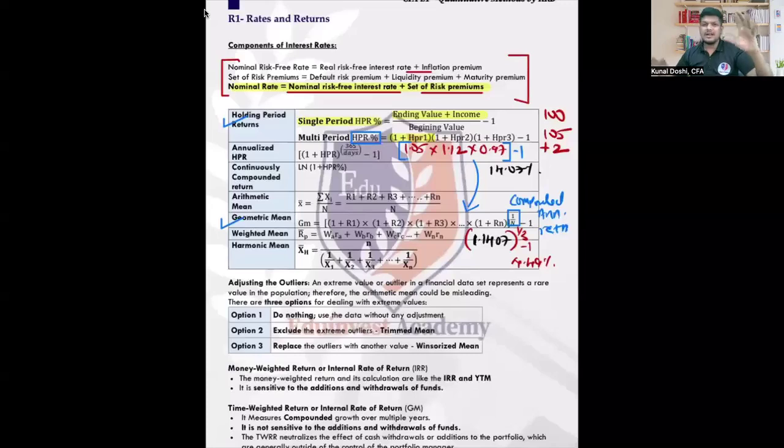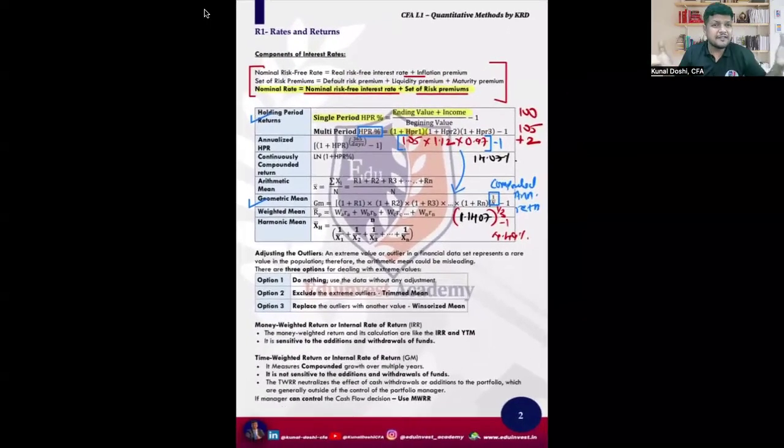Got it? Yes. Guys, those who have already studied with me might find it, Kunal, we've already known this, but there are many who are doing it for the first time, so bear with me. Got it? Yes. So this is what we did. Multiple period holding return to geometric mean. Correct? Okay.